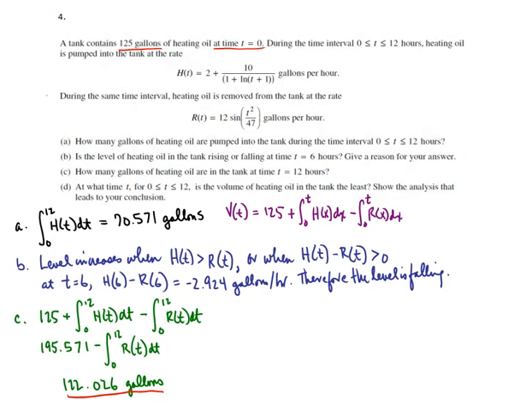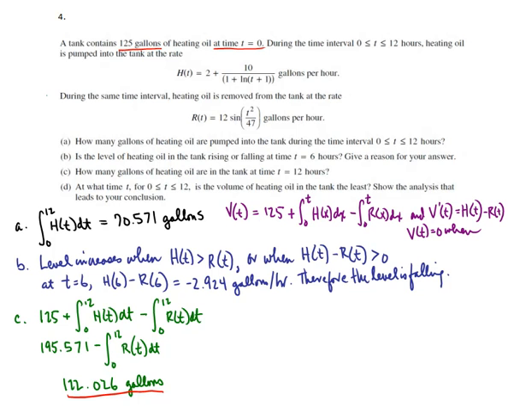Now, we know from the second part of the Fundamental Theorem of Calculus that the derivative of that whole V of t function is just the derivative of each piece. The derivative of 125 is 0. The derivative of the integral from 0 to t of h of x dx is just h of t. And the derivative of the integral from 0 to t of r of x dx is just r of t, so we subtract r of t. And if we're looking for the critical values of the volume, we have the derivative of the volume now, and we want to set that equal to 0.